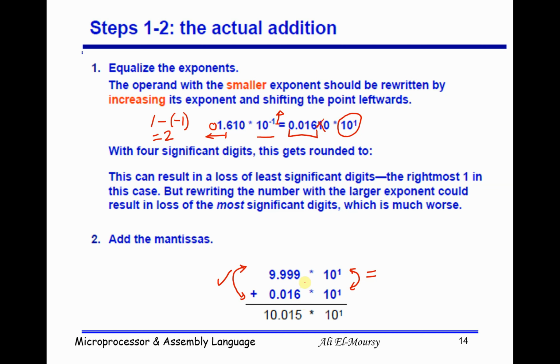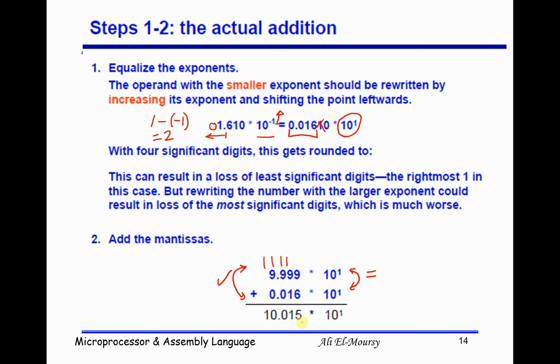Now I will add the two mantissas together. 9 plus 6 is 5, then I have 1 in the carry. Then 1 plus 10 is 1, and I have a carry. That means this is 11, 1 and a carry out. 1 plus 9 is 0 and a carry out, and 1 plus 9 is 0 and a carry out. So I ended up with this result.